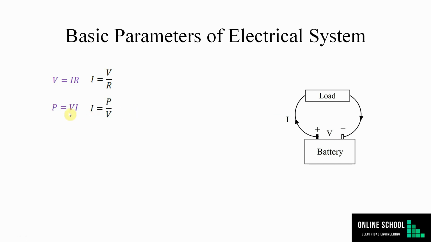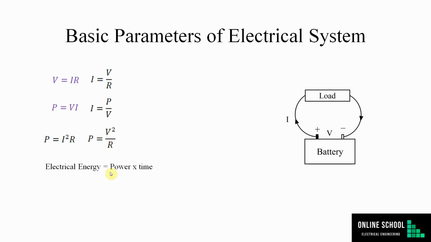Here I is equal to P by V can also be written, or if we replace V is equal to IR in the equation of power, it will become P is equal to I square R. This I square R is the power loss. If load is resistive, then I square R loss will be converted into heat. It is also power VI or I square R, or also if we replace I with I is equal to V by R in the power equation, power becomes P is equal to V square by R.